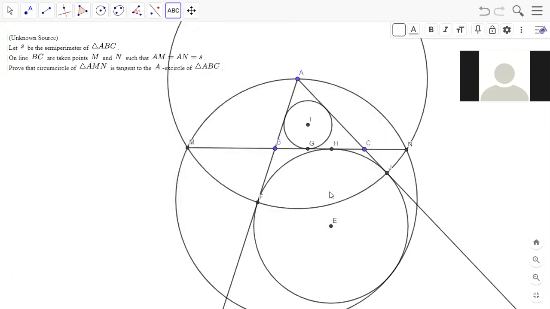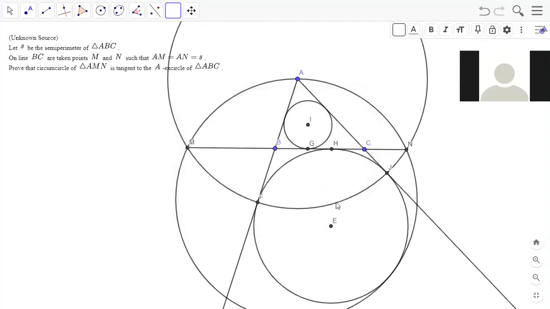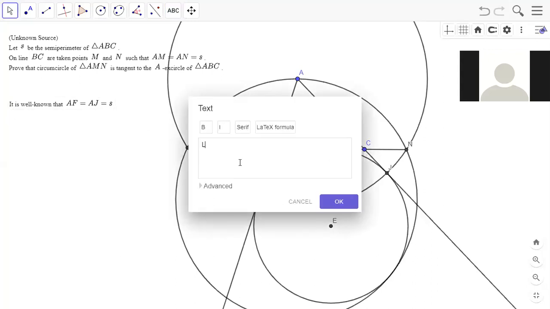Yeah. So there are a lot of times we see an inversion with radius, like, if M is the midpoint of arc BC, we'll see an inversion with radius MI. But this is interesting. This is an inversion with radius AF. So I'll just say it. It is well known that AF equals AJ equals s. And so I could say, let phi be an inversion with center A.